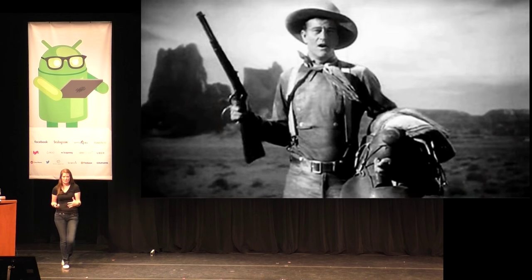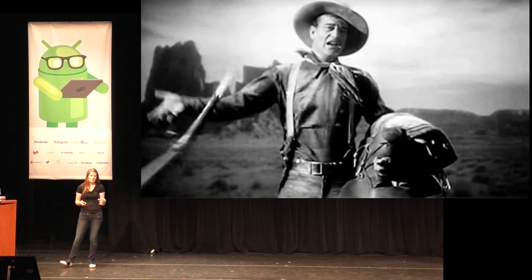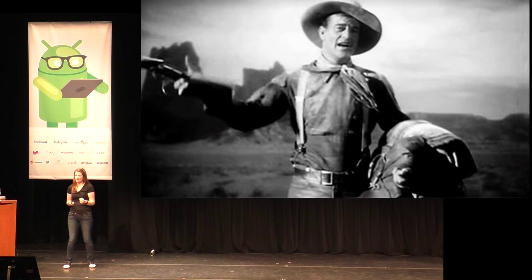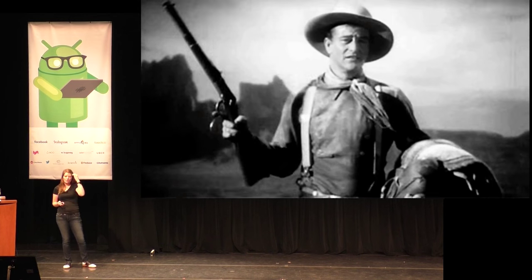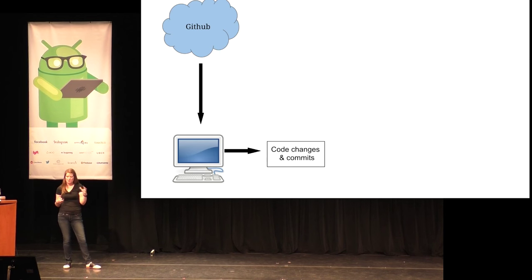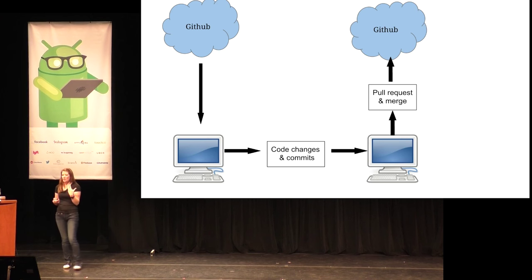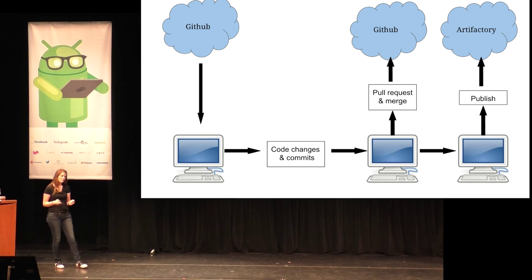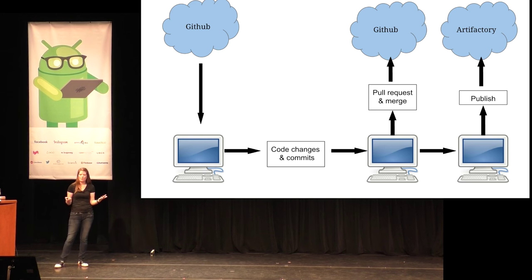So while Git submodules and detached heads might be kind of scary, Artifactory can sometimes seem like the Wild West. So there's a situation that I've called the publishing bandit, and I will show you how it can happen. So you pull your code down from GitHub, you make some changes and commits to the library code, you do a pull request merge, push it back up to GitHub, and then once all is said and done and everyone's happy with your code, you will publish from Artifactory. So this seems like a great workflow, except when you realize that you don't really have to do any of that middle step.